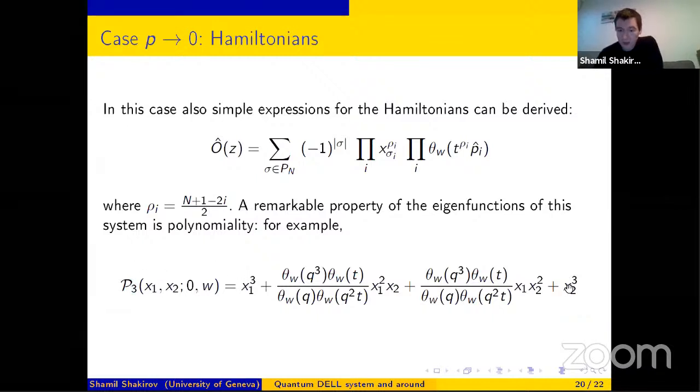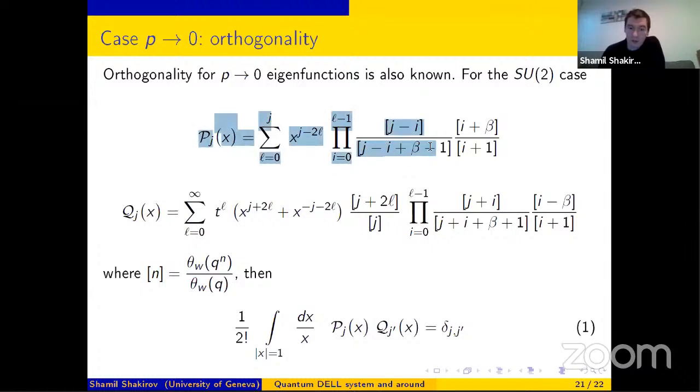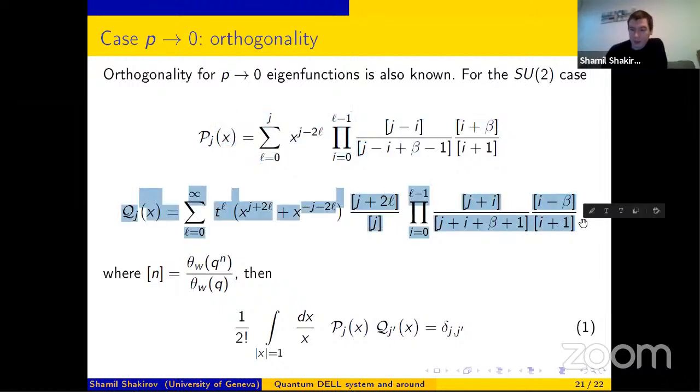It's 4 terms again, but now the terms are ratios of theta functions. It's quite nice. Orthogonality is a curious thing here. Orthogonality for these eigenfunctions is also known, but I think is new. It relies upon identities for theta functions, and I haven't found any reference in the literature to this. So for SU2, just briefly, I show the slide that if you write eigenfunctions for SU2, then the orthogonal functions can also be written down explicitly here.